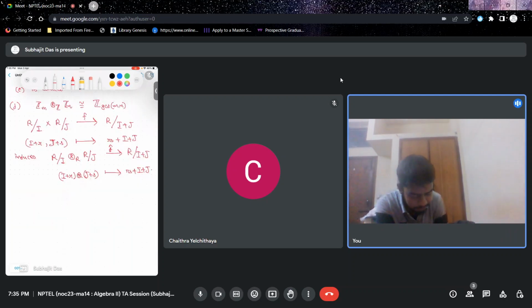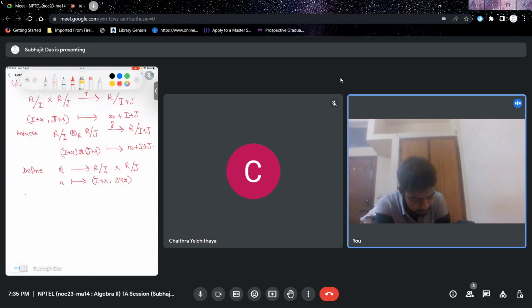And you define a map in the opposite direction. Define a map from R into R mod I tensored over R with R mod J, sending any r onto (I plus r) tensored with (J plus r), the obvious thing to do. And this map has a kernel. What is the kernel of this map?